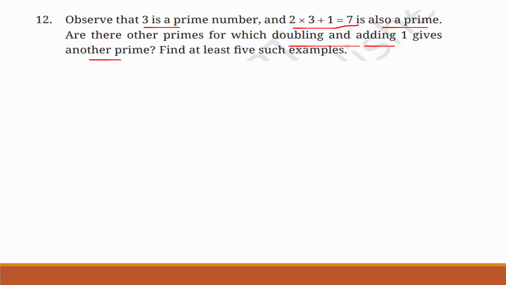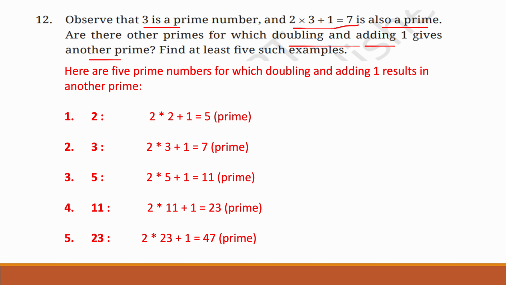3 is a prime number. When you double 3, what will you get? 2 into 3 is 6. Then add 1 to 6. So, 1 plus 6 is equal to 7. 7 is also a prime number. So, we have to find some prime numbers for which doubling and adding 1 gives another prime.